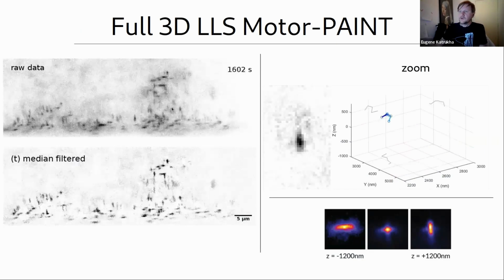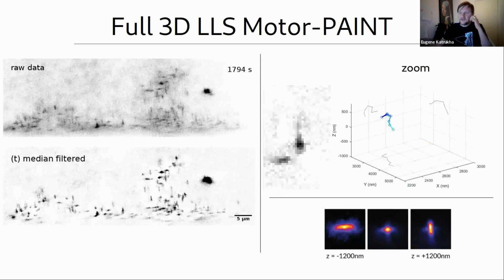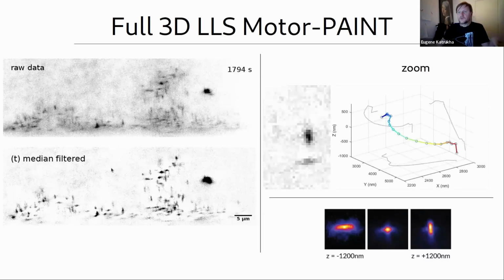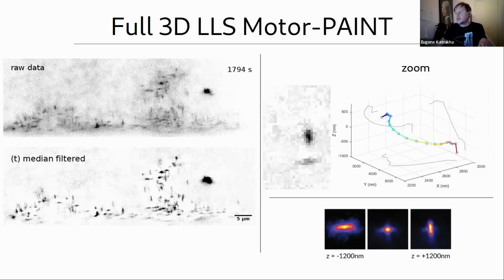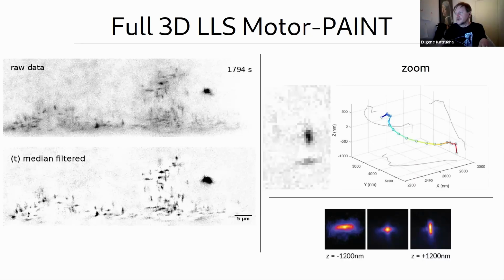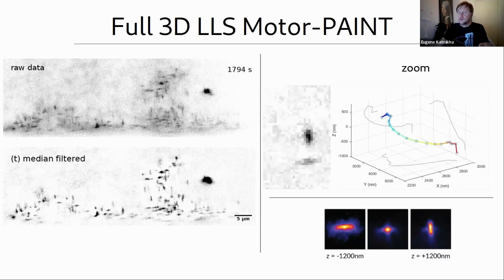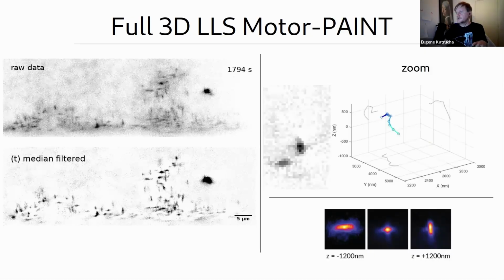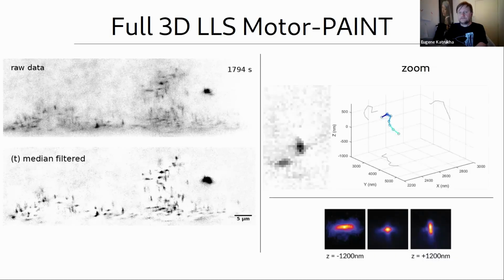And this is the example of the raw data. Then it had to be filtered from all the molecules, like the diffuse and static molecules. So we perform some temporal median filtering here on the left at the bottom. And on the right, you can see an individual kinesin molecule, which has a raw data, and then we have a trajectory where the molecule moves. And from this trajectory, we really can decode X, Y, and Z.